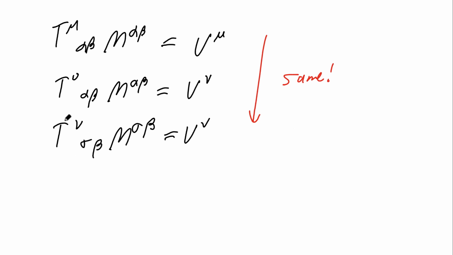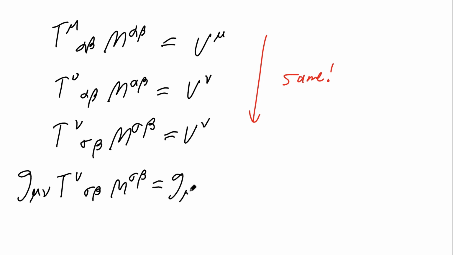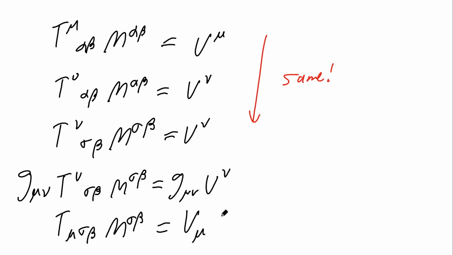We can also raise and lower indices using the metric. So for example, let's take this expression and multiply by G mu nu: T nu sigma beta M sigma beta equals V nu becomes G mu nu V nu. Now the G replaces this index nu with a lower index mu. Likewise here, it replaces the upper index nu with a lower index mu. So this is the same equation, the same tensor relationship.